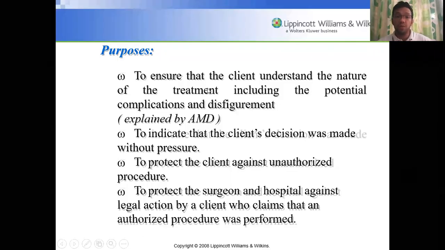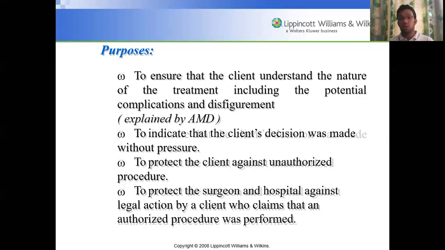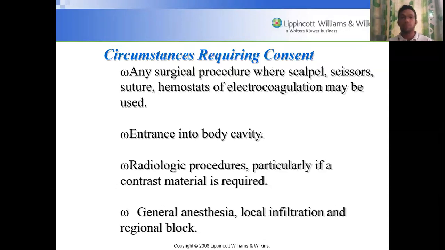And also the purpose is to indicate that the client's decision was made without pressure. So there's no pressure done. We didn't insist that the surgery is going to be done on that patient, and to protect the client against unauthorized procedure as well, and to protect the surgeon and hospital against legal action by a client who claims that an unauthorized procedure was performed. So this is also about legal matters. So we need to obtain that informed consent from the patient.